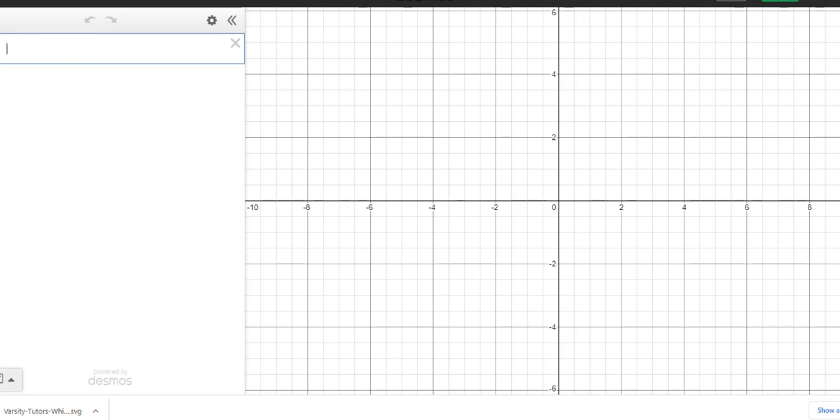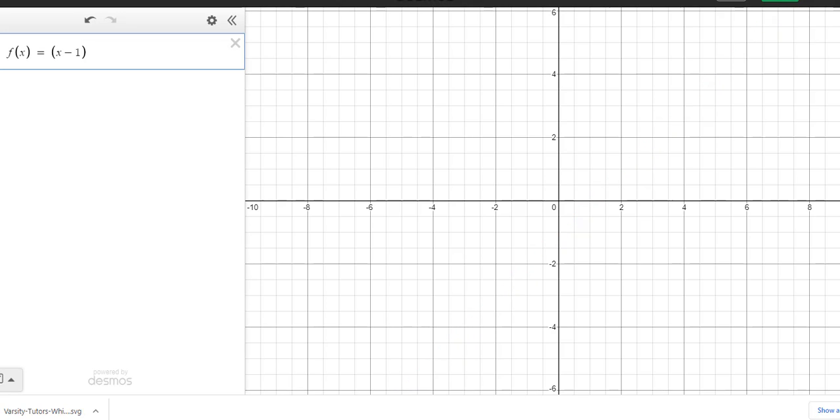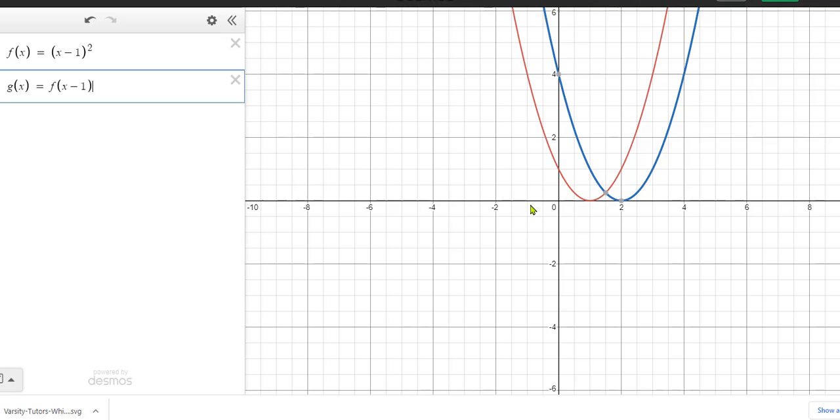First I'm going to type in the function f of x equals quantity x minus 1 quantity squared, which I've done a video on horizontal translation. It took the parent function f of x equals x squared and shifted it 1 to the right. Now I'm going to create a second function, g of x, which takes this function f and shifts it 1 unit to the right. So now the blue function is the red function shifted 1 unit to the right.